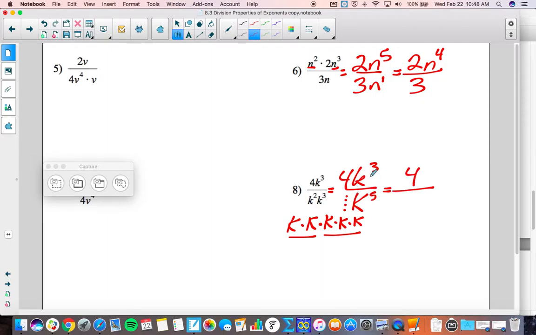And then I have a battle here with the k's. So the bottom's going to win it because there's more k's being multiplied together on the bottom. How many more? 2 more. So k squared goes on the bottom. If you chose the subtraction method, it would be the top exponent minus the bottom exponent. 3 minus 5 is -2. So that needs to go on the bottom and make the exponent positive.